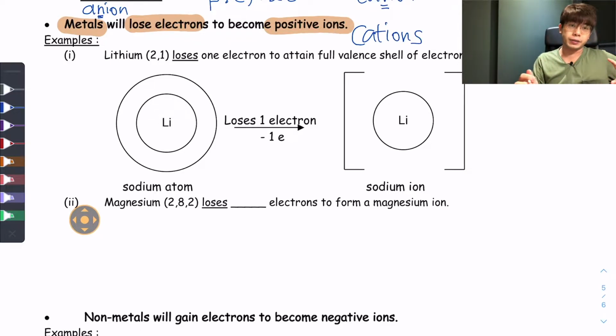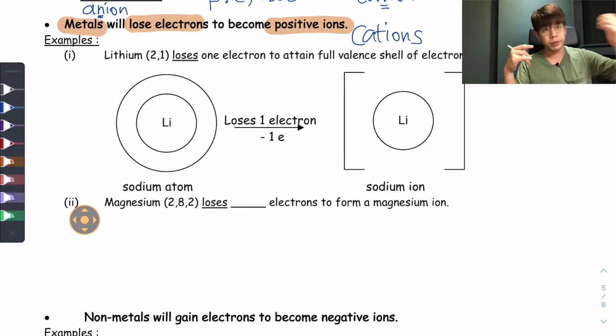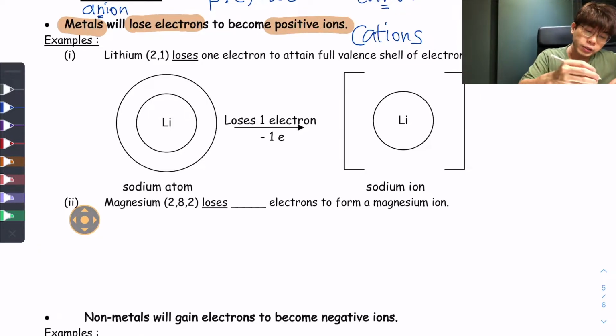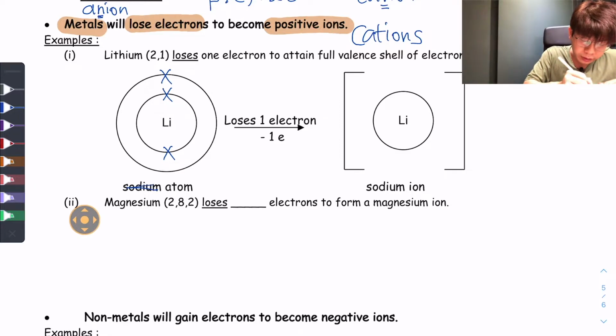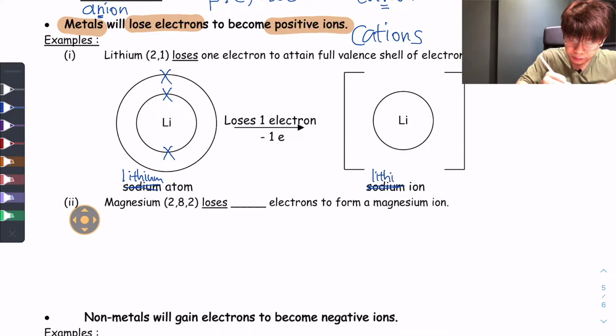Let's take one example, lithium. Lithium is 2.1. If you cannot remember how to write electronic configurations, please watch the previous video. So the electronic configuration will look like this. Oh, this is not sodium, sorry. This should be lithium, and over here this should be called the lithium ion.